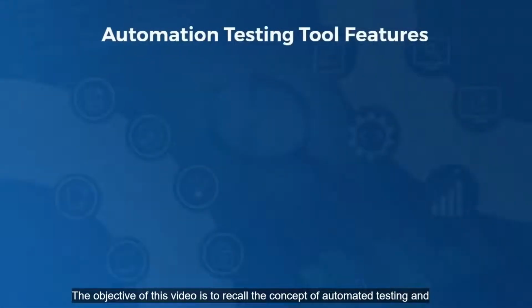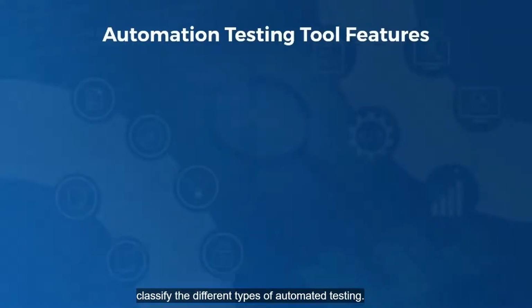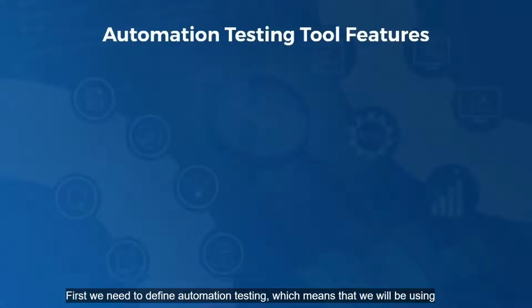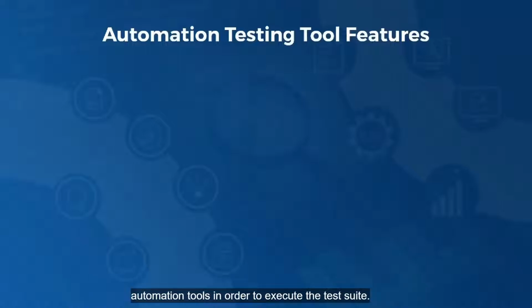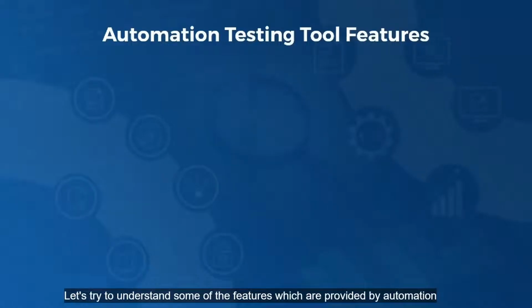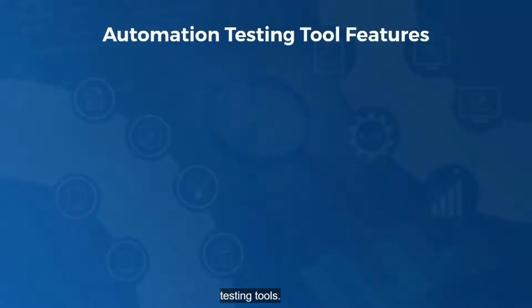The objective of this video is to recall the concept of automated testing and classify the different types of automated testing. There are various different features which are exhibited by automated testing tool. First, we need to define automation testing, which means that we will be using automation tools in order to execute the test suite. Let's try to understand some of the features which are provided by automation testing tools.